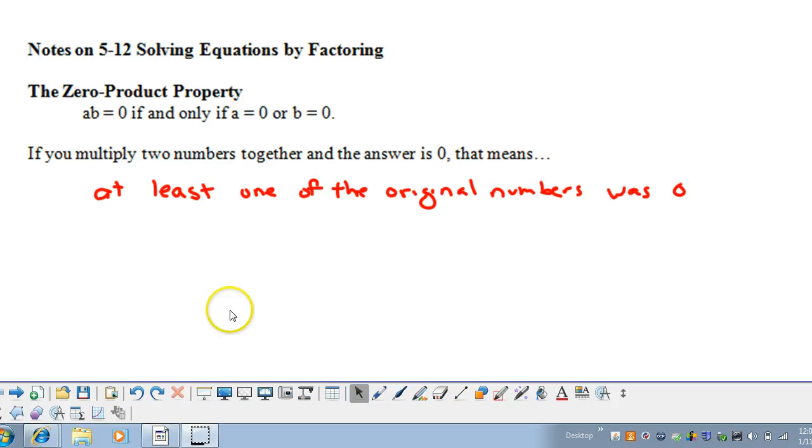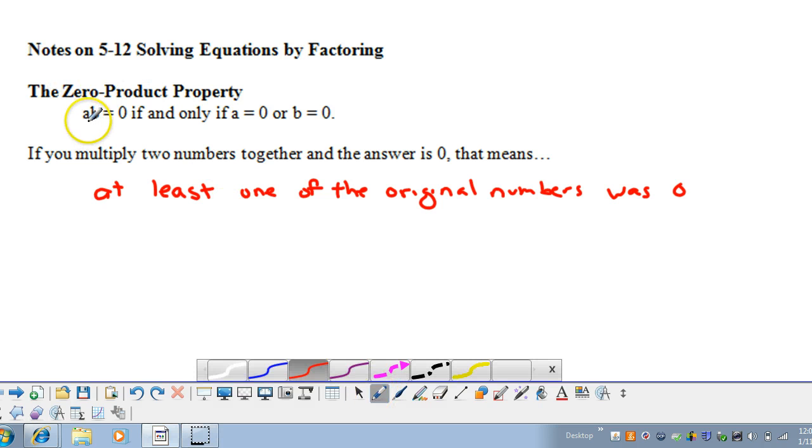For this lesson, we're going to take a look at solving equations by factoring. And in order to understand solving equations by factoring, you need to understand the zero product property, which says if you multiply two numbers together and the answer is 0, that could only happen if either the first number was 0 or the second number is 0.